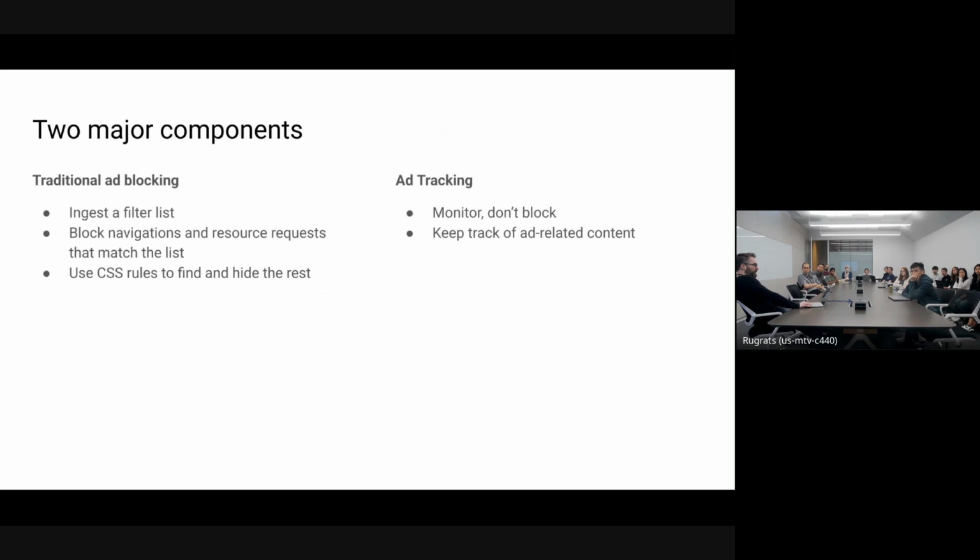The blocking half is someone makes a filter list. We could make one, someone else can make one, you ingest it, and then on every single navigation or sub-resource request, you just match it against the list, and if it matches, you deny it. On the tracking side, we don't actually block anything, we just watch. And then we'd want to tag everything that's ad related.